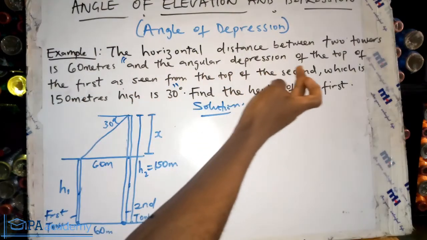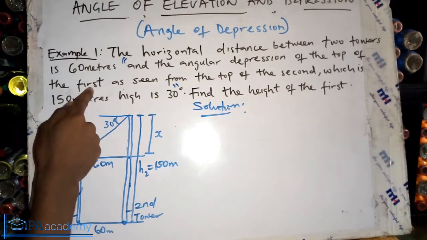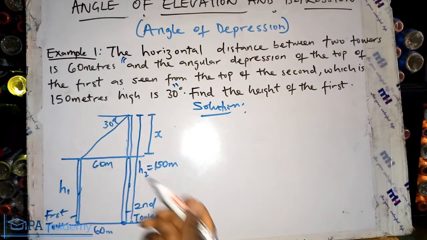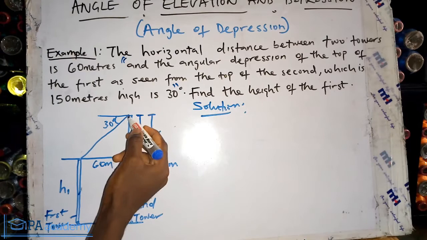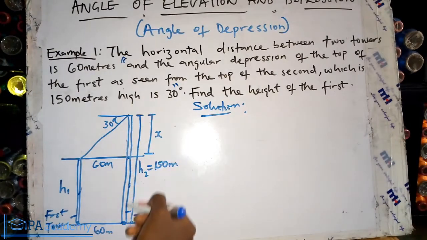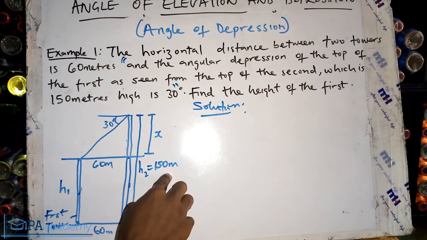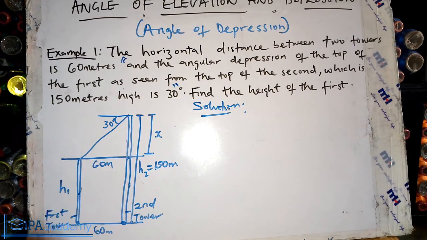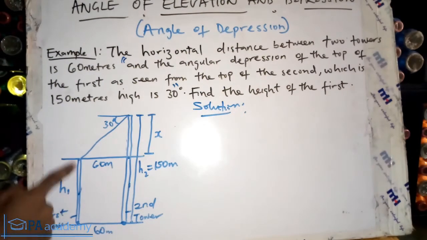And it went further and said that the angular depression of the top of the first as seen from the top of the second. That means the angle of depression as seen from the top of the second. This is the second tower, which is 150 meters high, and the second tower is what we call h2. So the angle of depression is 30 degrees. So find the height of the first. So that means we are looking for this height.